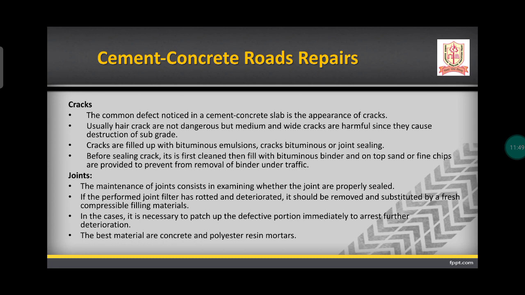Then the repair work in the cement concrete road. The first one is a crack. If a crack is found, how can we repair it? The common defect noticed in a cement concrete slab is the appearance of cracks. Usually hairline cracks are not dangerous, but the medium and wider cracks are harmful since they cause destruction of the subgrade. The crack can be filled with bitumen emulsion, crack bituminous, or a joint sealing. Before sealing the crack, it is first cleaned, then filled with the bitumen binder, and on top sand and chips are provided to prevent the binder from being removed under traffic.